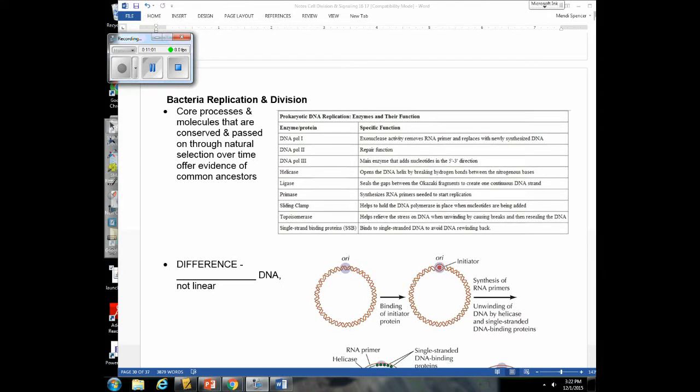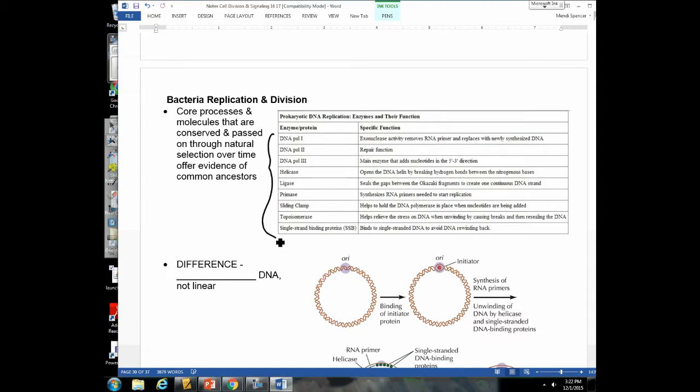To start off this lecture, we're going to talk about bacteria cells and how they divide through binary fission, and then how their DNA is copied. They have DNA replication taking place in their cells as well. And I just wanted to show you this table, and you should recognize pretty much all these molecules because these are the enzymes that assisted in DNA replication in eukaryotic cells.